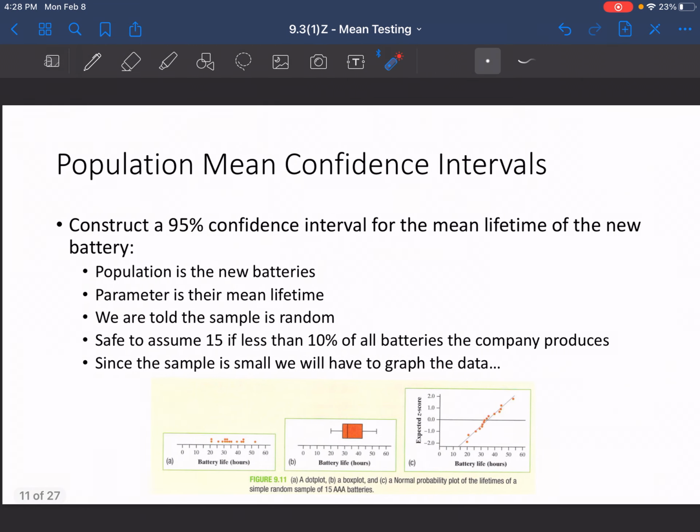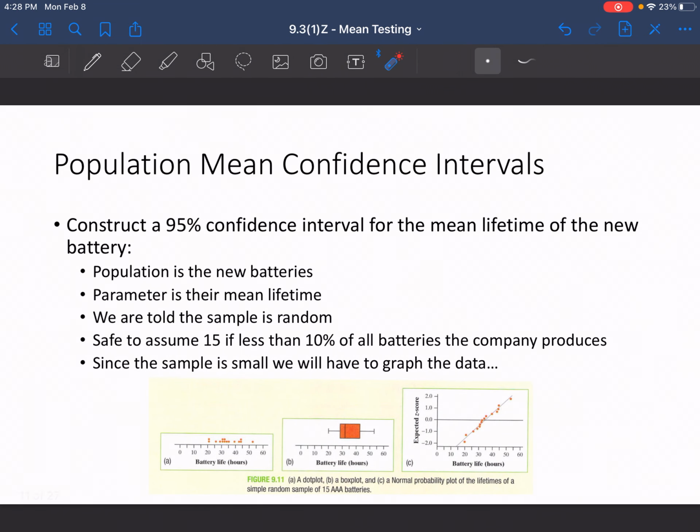So let's just say that we were going to find a confidence interval, basically. Let's say that we're asked to construct a 95% confidence interval for the mean lifetime of the new battery. Again, we have parts to our problem, our four-step process. We need to state our population parameter. So our parameter is going to be the mean lifetime of our new batteries. Then we need to plan, so we need to check our conditions.